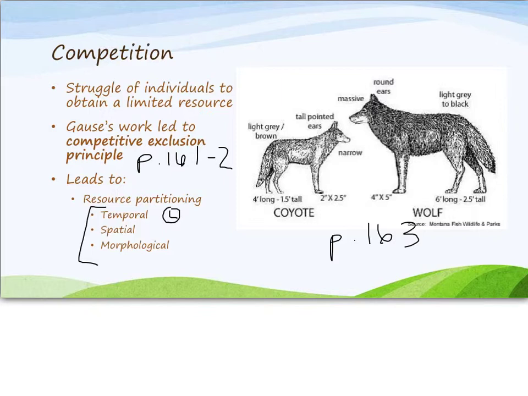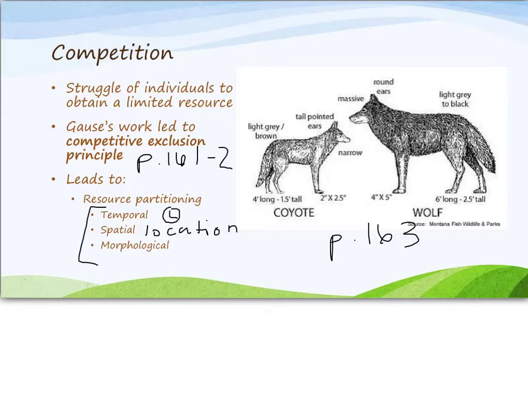All right. Spatial partitioning has to do with their geography or their location. So I'm going to put next to spatial the word location. So they might be competing for the same resource, but one might be competing for it, say, on the ground, where another one might be competing for it, say, in the trees.